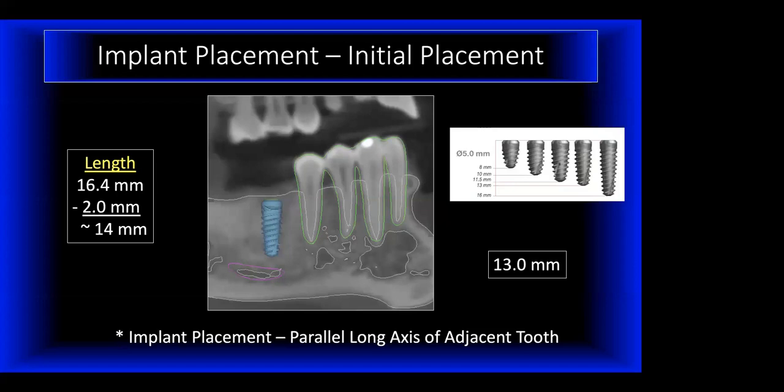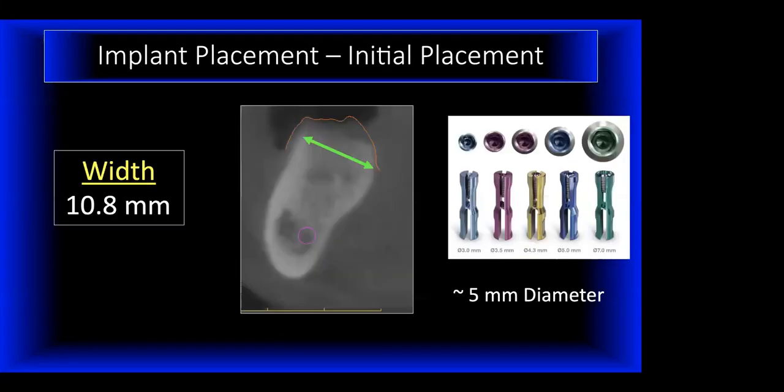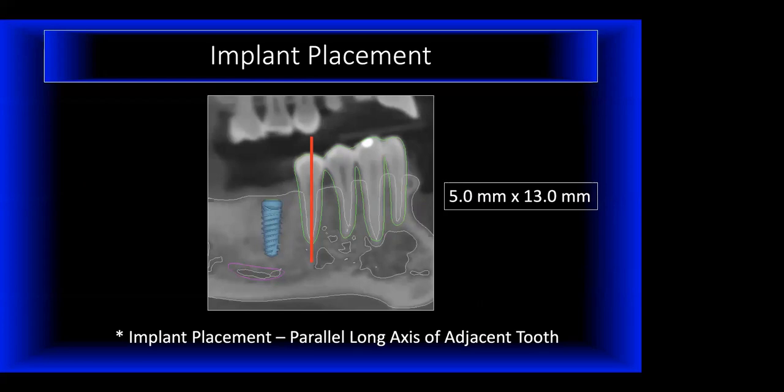So when we go ahead and place this, when we place the implant into the CBCT, we know we're going to have a 13 millimeter implant. We know that the width is about 10.8 millimeters. So for a molar, we're usually using a 5 or a 6 millimeter implant. In this particular system, they have a 5 millimeter implant, which is good. So we will be placing a 5 by 13 millimeter implant.